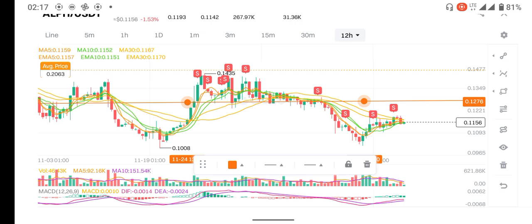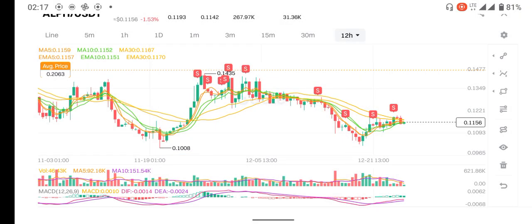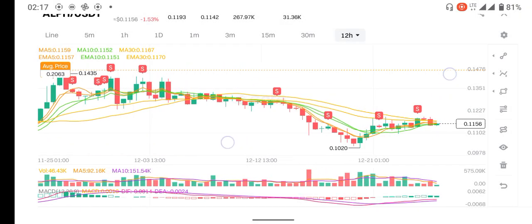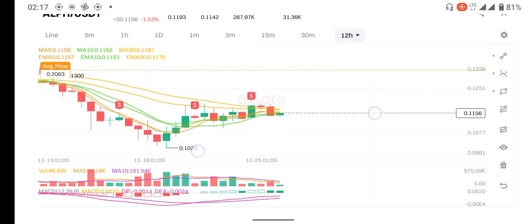Okay, so currently the market has been testing this point and getting down. But currently, if we blow out this 12 hours chart, what we can see is that we have a bullish engulfing pattern at 0.1020. Then we had a confirmation that the price rallied upwards to this point.